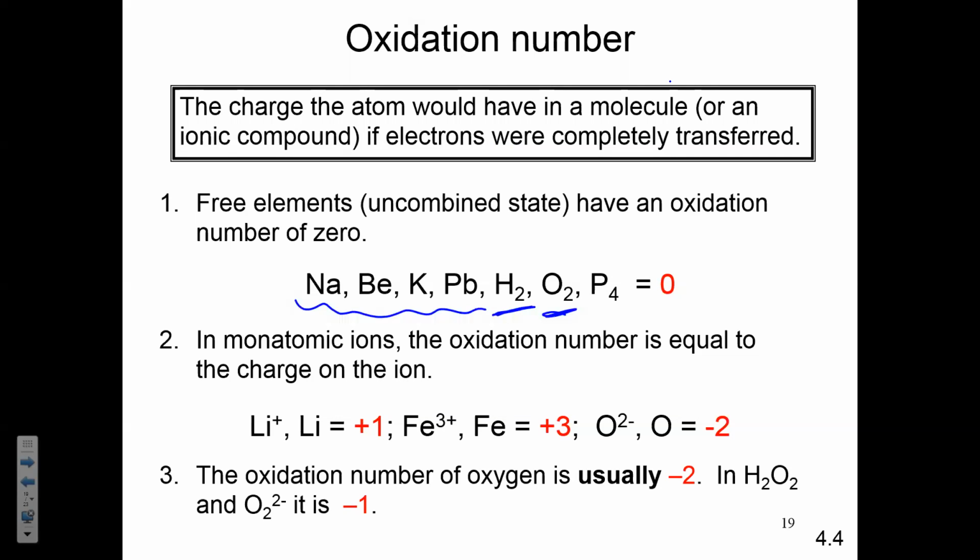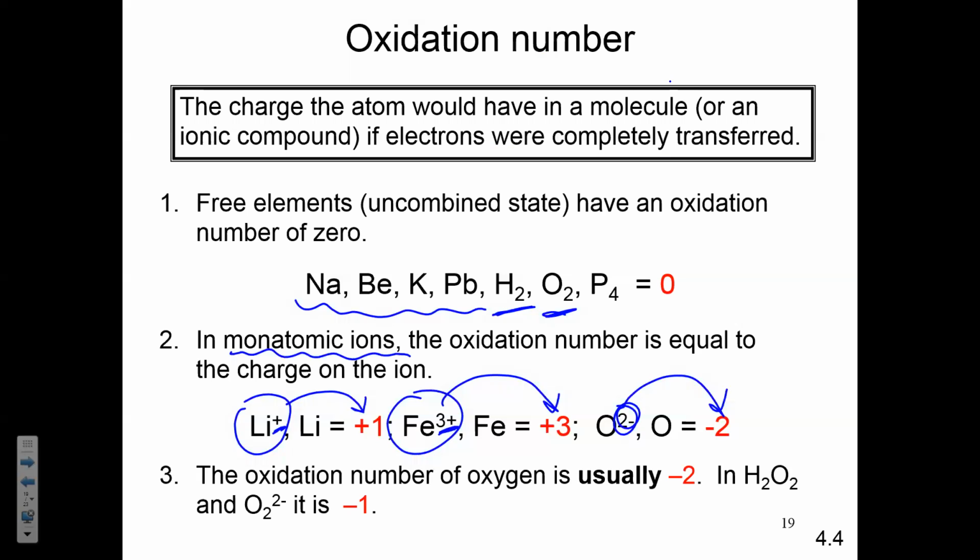Monoatomic ions. These are going to be elements with charges. Their oxidation number is going to match the charge. So if we're looking at Li+, the charge on there is +1, and so that is what we give it: a +1 oxidation number. If we were dealing with Fe3+, it's got a 3+ charge, so the oxidation number is going to be +3. And here, 2- gives an oxidation number of -2. So monoatomic ions, or single ions, use the charge that's associated with them.